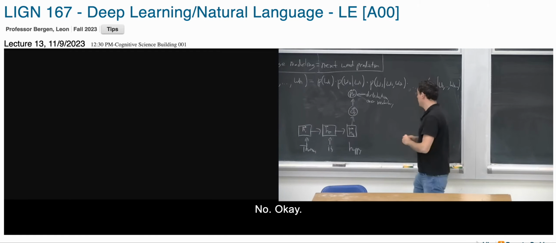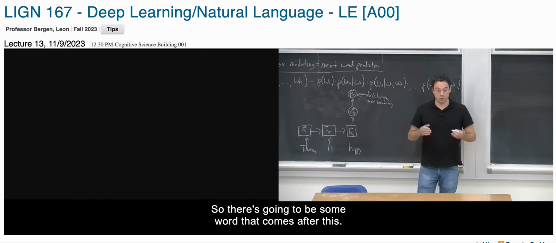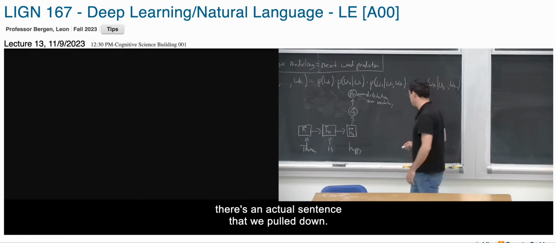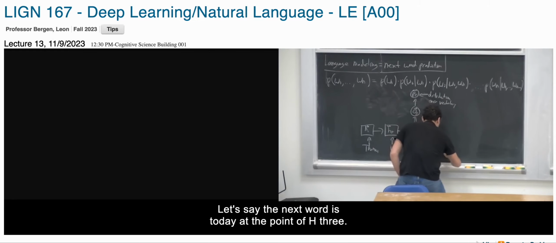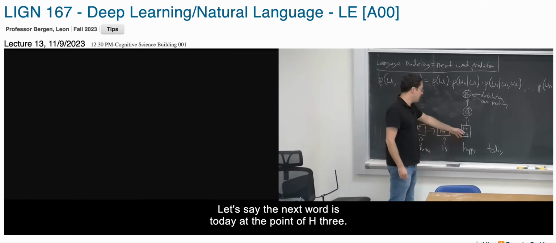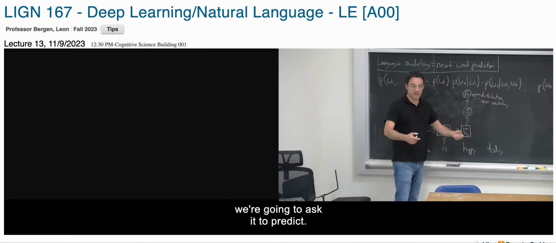Okay. So there's going to be some word that comes after this. The correct word is in the actual sentence that we pulled down from the internet. Let's say the next word is "today." So at the point of H3, the model has not seen the word "today." We're going to ask it to predict that "today" is the next word. And this is a naturally occurring sentence.